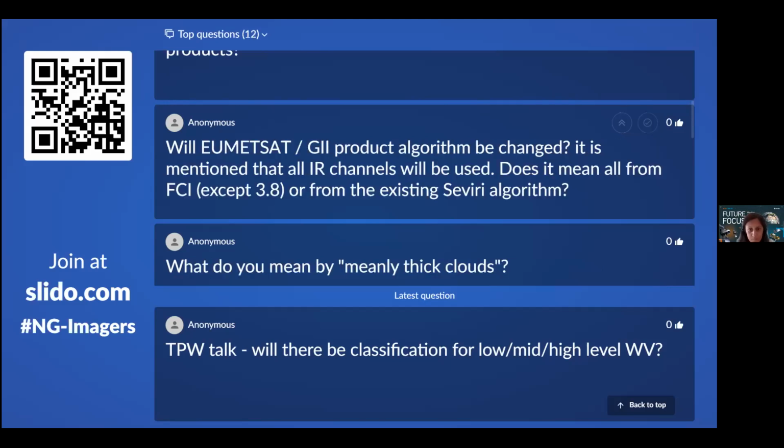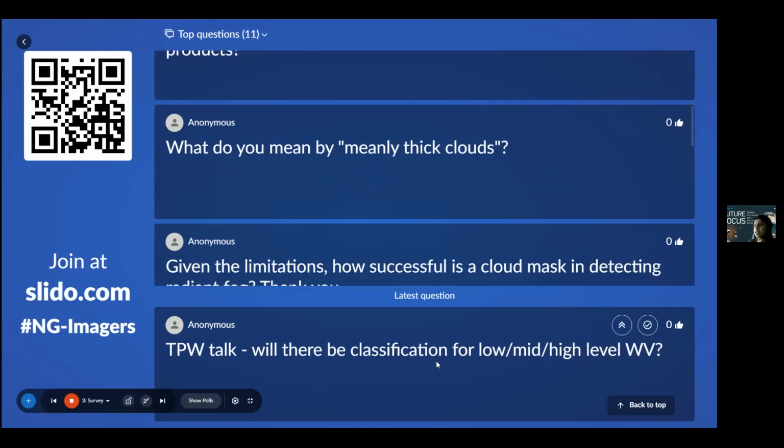Okay, thanks. I think there is maybe one more on this. Will there be classification for low, mid, high level? No, unfortunately not in this product.